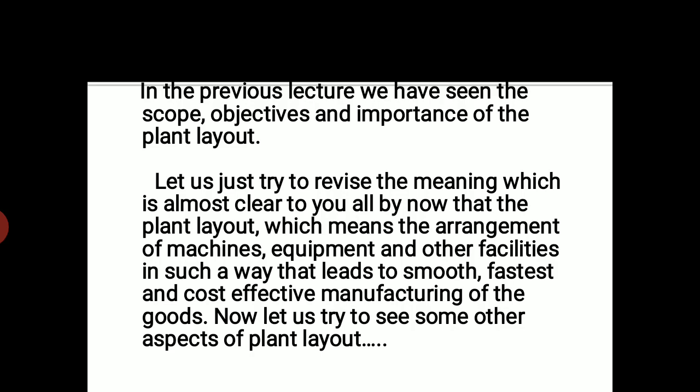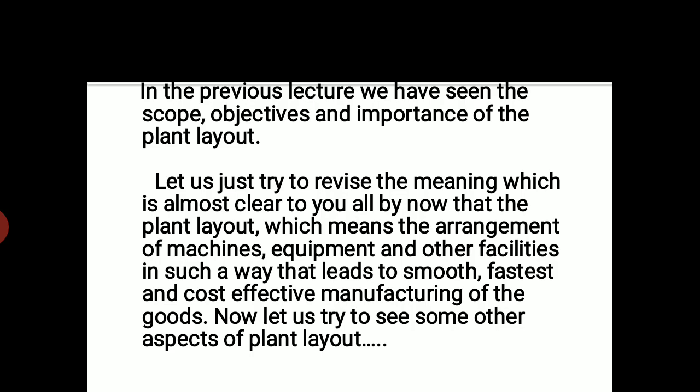Now we'll be seeing the different aspects. Let me elaborate on this. Plant layout is the third very important decision on the part of managers or the owner. What is the first decision? He decides what he wants to produce or operate, whether he wants to go for a tangible product or the intangible services. That's the first and foremost decision.